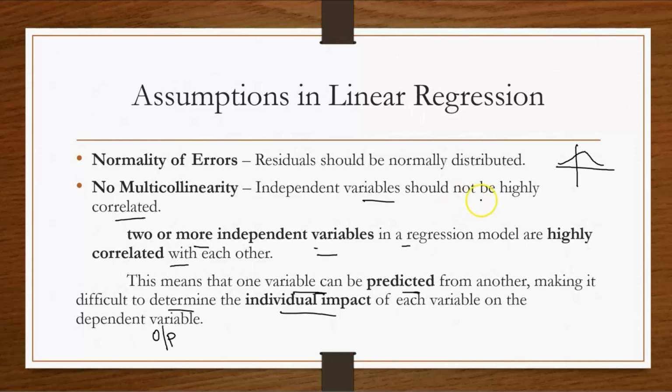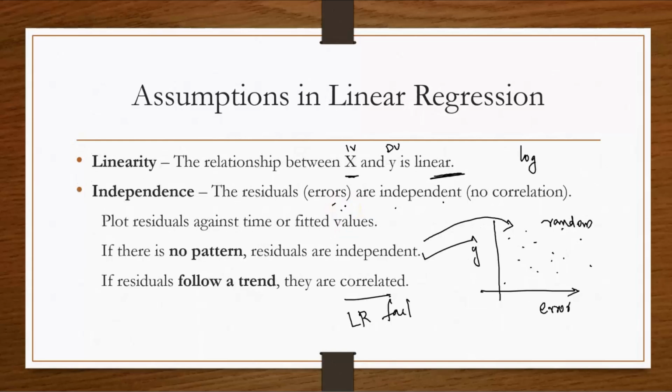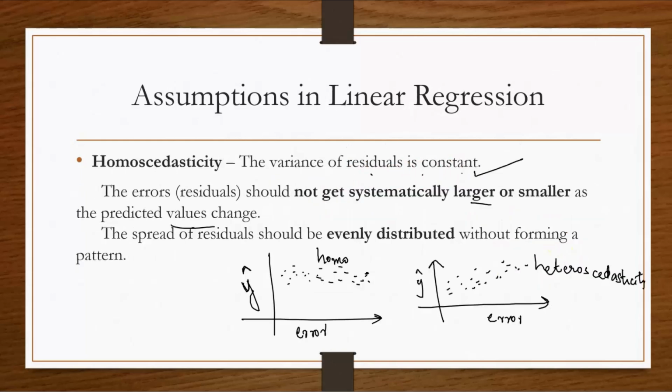So if they are collinear, they are correlated, or they have multicollinearity, it will affect the modeling. So no multicollinearity should exist between individual independent variables. So that is another important assumption in linear regression. We can just go through and summarize it once again. The assumptions of linear regression: x and y should be linear. The errors should be independent. There should not be any relationship between errors. They should not follow a trend.